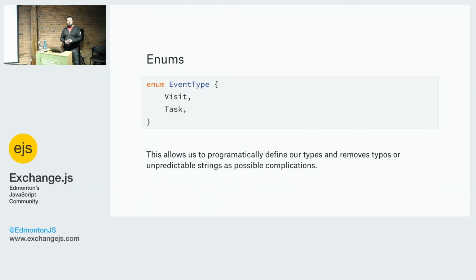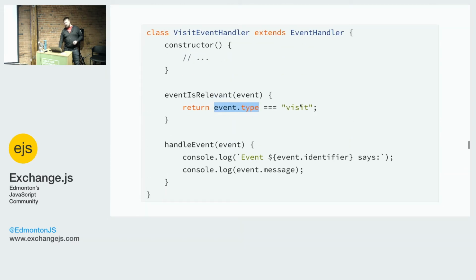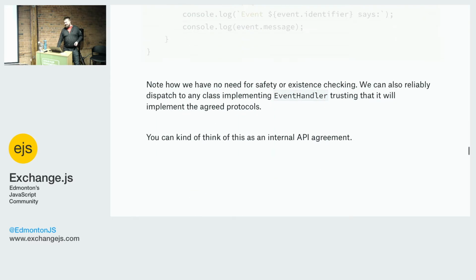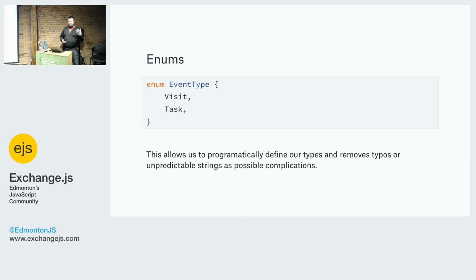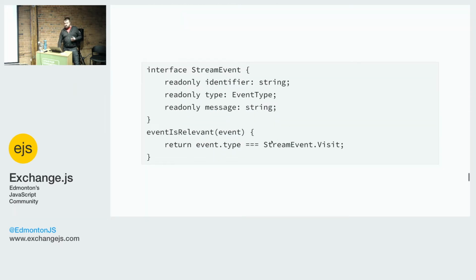A bit further than that, we have enumerable types, which, if you're familiar with JavaScript, you've done a lot of, is this matching string, which is really easily mistyped if I put an extra I in there or a lowercase l or something, and then everything breaks and I don't really know why, and it wasn't obvious. So an enum can actually define an event type, and it'll be either visit or task. So my comparison moves from that string comparison to is this event type StreamEvent.visit. So I'm programmatically linking these two things in a way that doesn't involve string comparison, which is really, really nice.